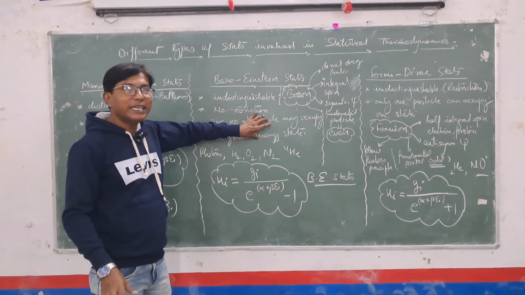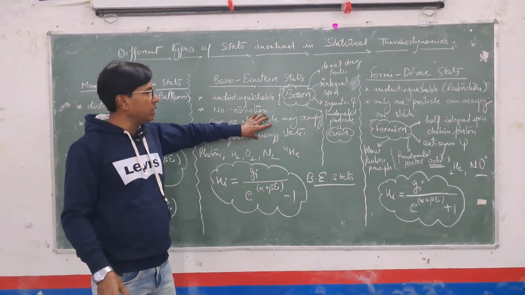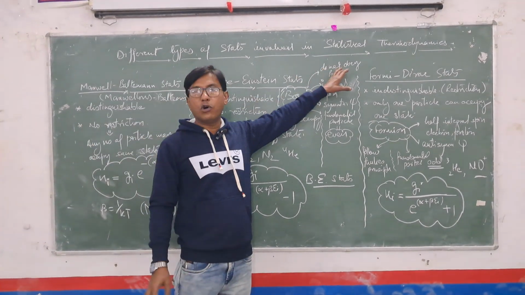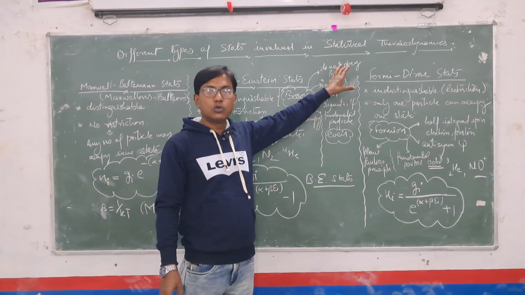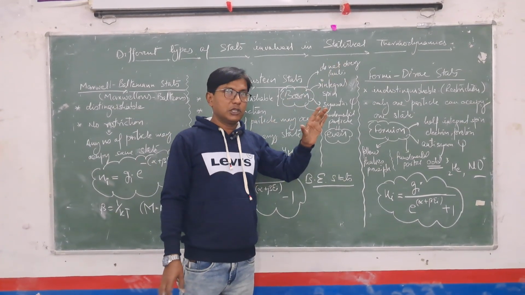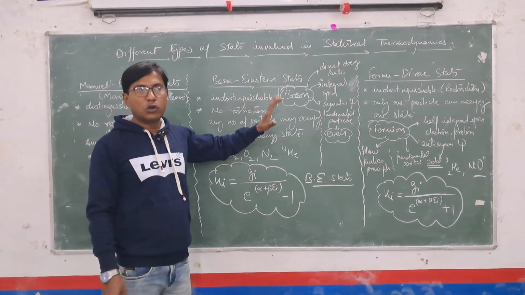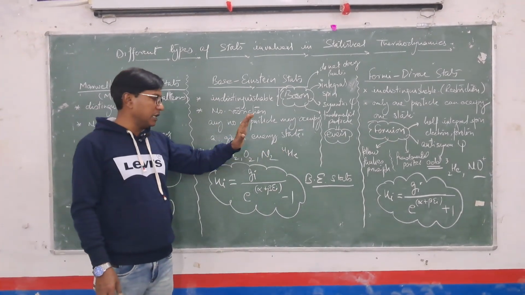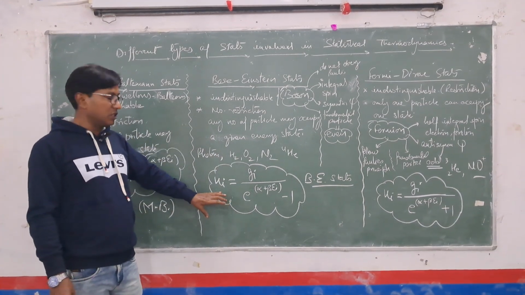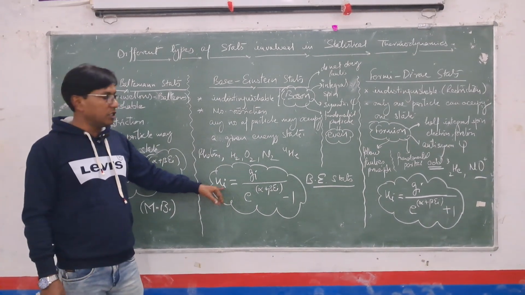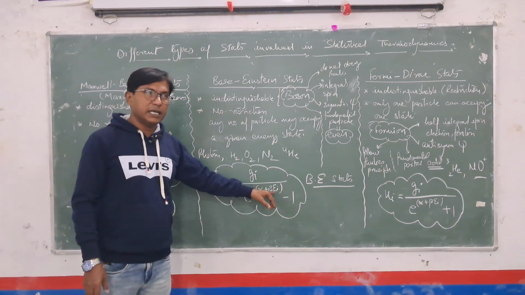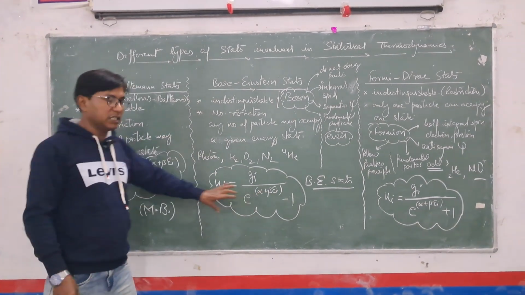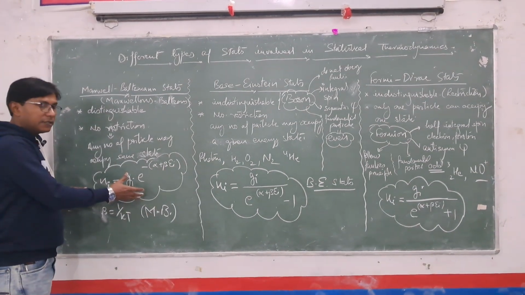In short, I have actually explained it earlier also, there is no condition, which means it does not follow Pauli's exclusion principle. There are no restrictions as applied by Pauli's exclusion principle. These bosons do not follow that principle. There are certain examples which are asked in NET exams also. The final stats comes as Ni is equal to Gi e to the power alpha plus beta Ei minus 1. The terms indicate the same as they were in MB statistics.